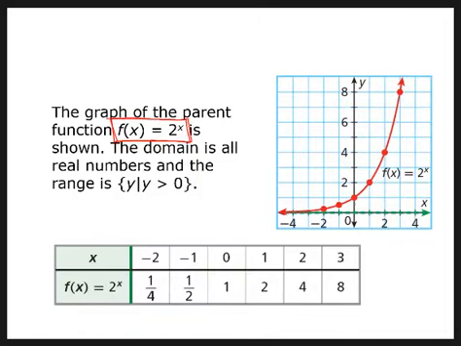Something you want to remember here is that the domain of an exponential function is always going to be all real numbers. There are a lot of different ways that you could write this if you really wanted to.